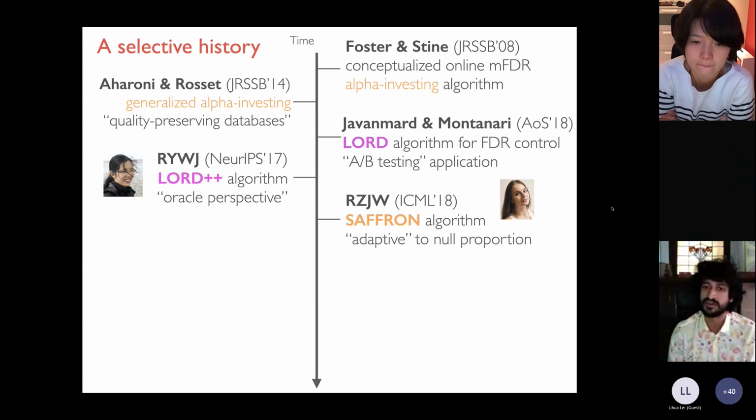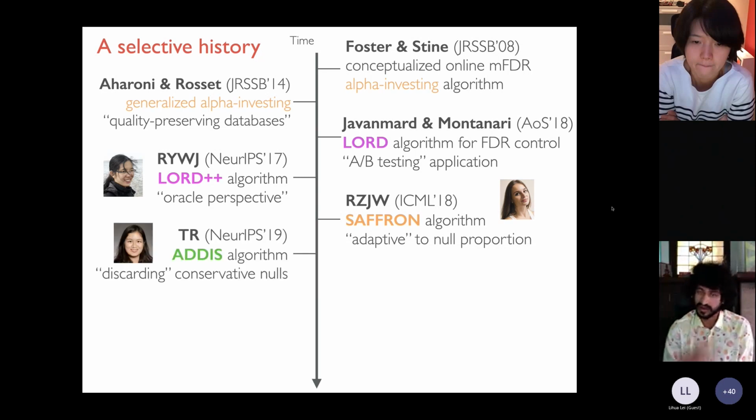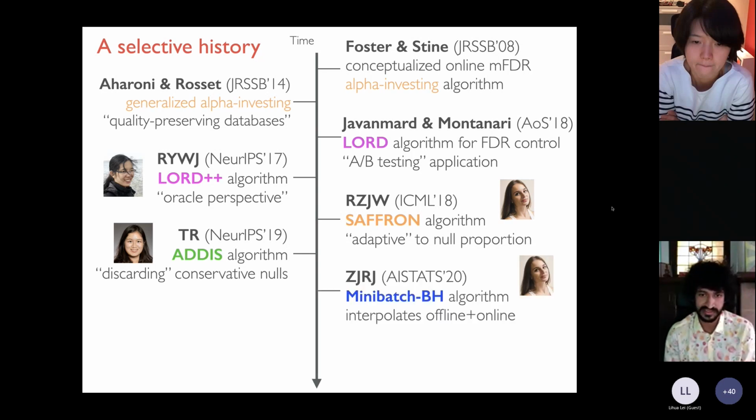One of them is called SAFFRON, which is adaptive to the underlying null proportion. So you think of this as an analog of the Storey-BH algorithm for the online setting. And if you're familiar with Storey-BH and you try to adapt to the null proportion, if you have conservative nulls, you'll actually hurt your power. That's the behavior of Storey-BH. And so ADDIS stands for adaptive discarding, and you can actually discard conservative nulls and gain power when you have conservative nulls.